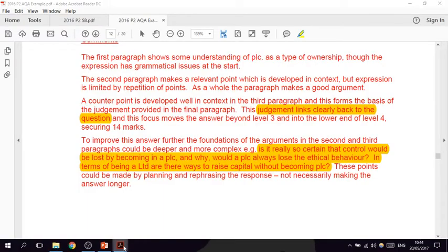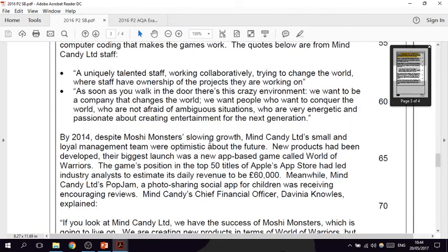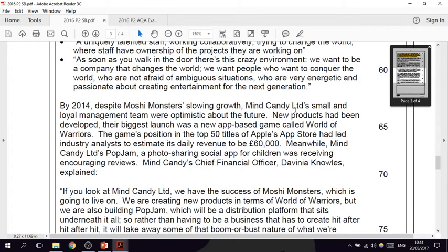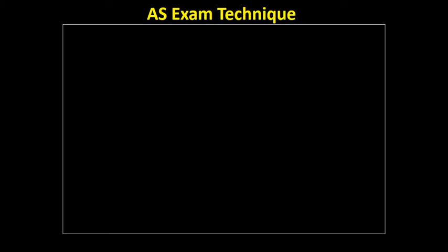And I would go into a bit more detail just to support that, because there's some information down here about the new app: analysts estimate its daily revenue to be £60,000. Social media app using encouraging reviews. So I try and make sure that the examiner knows that I understand that Spark Ventures would be likely to invest because of the success of the company's new products. Spark Ventures are a venture capitalist.